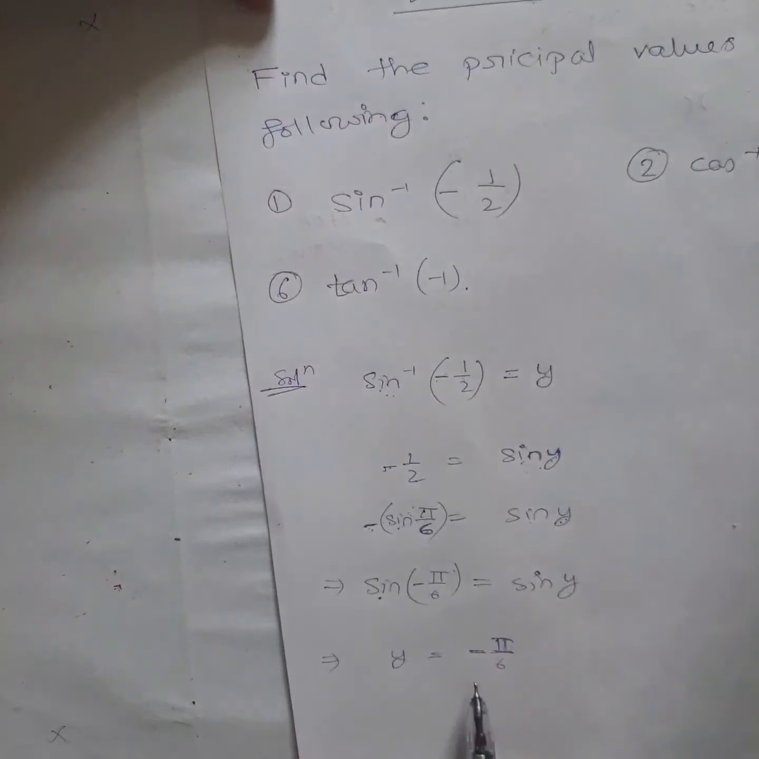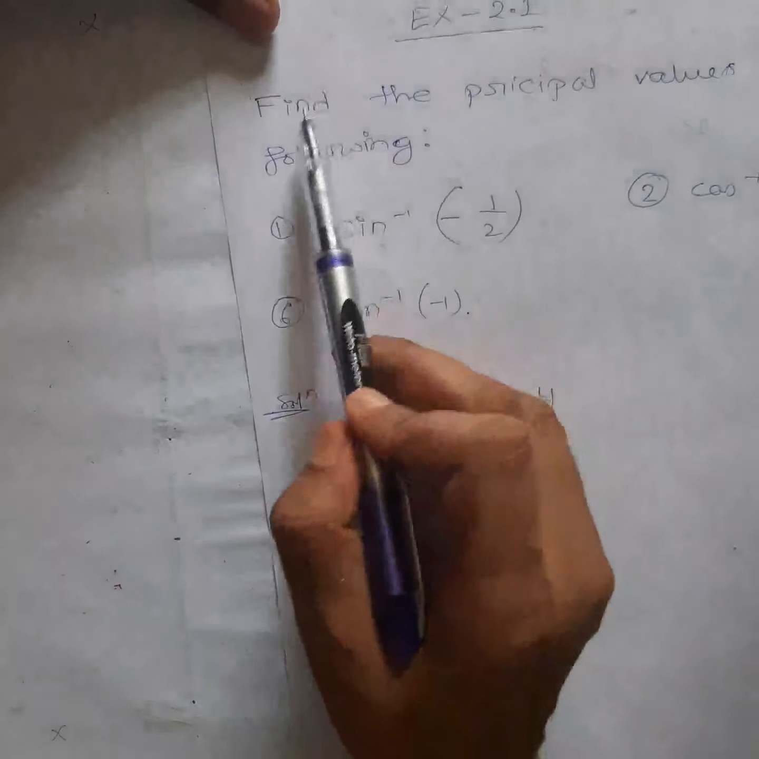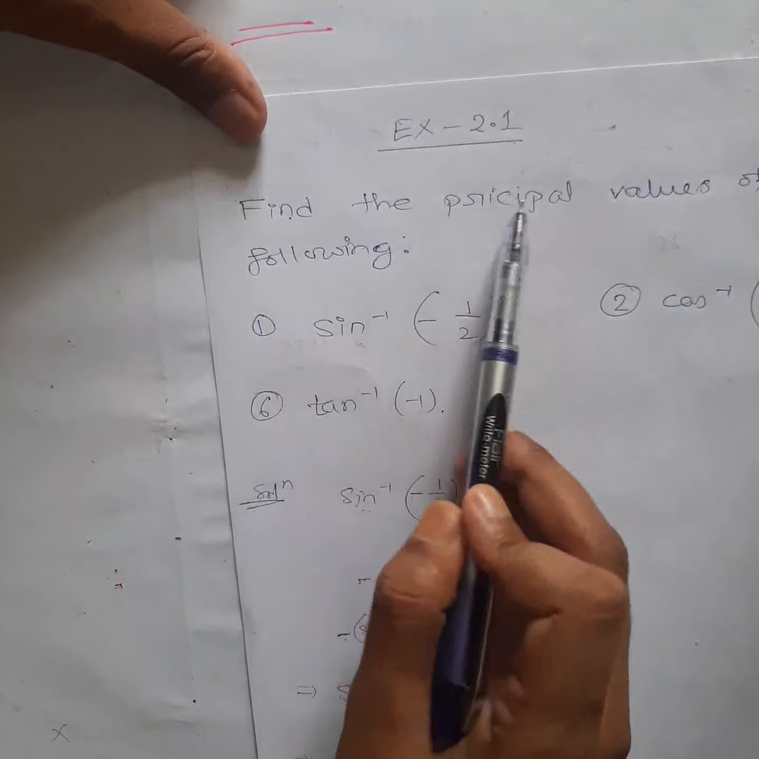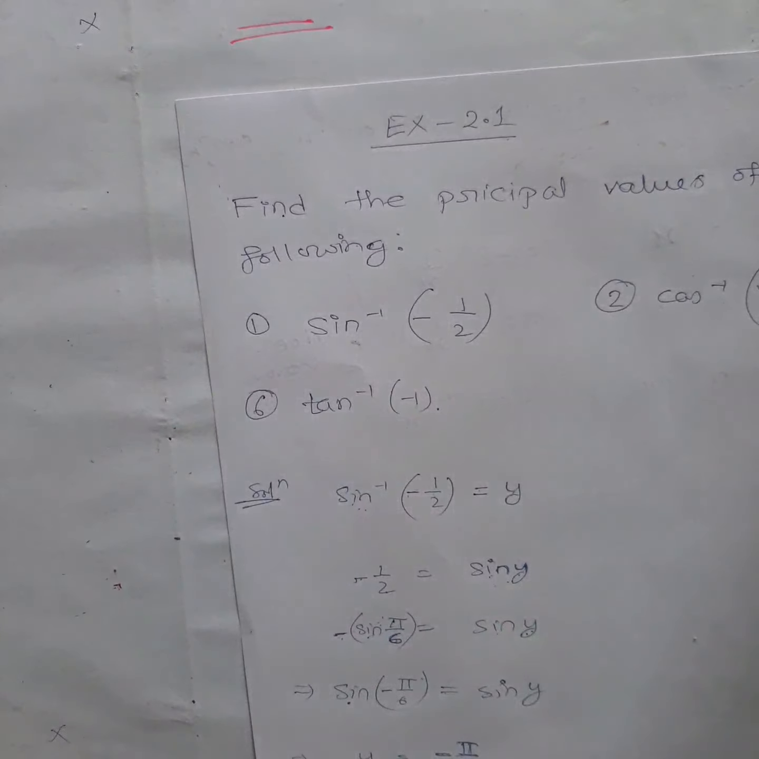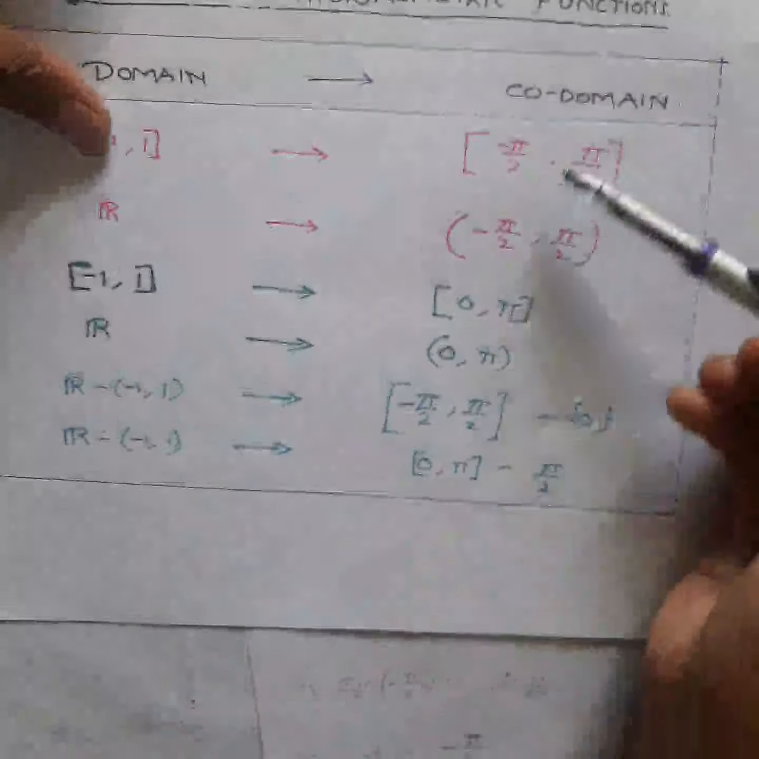So you can see, the first thing we have to check is that they have said find the principal value. Principal value means nothing but this only, the principal range. If the value comes out between this range, then that is called the principal value. In class 11 also you have studied this, right?